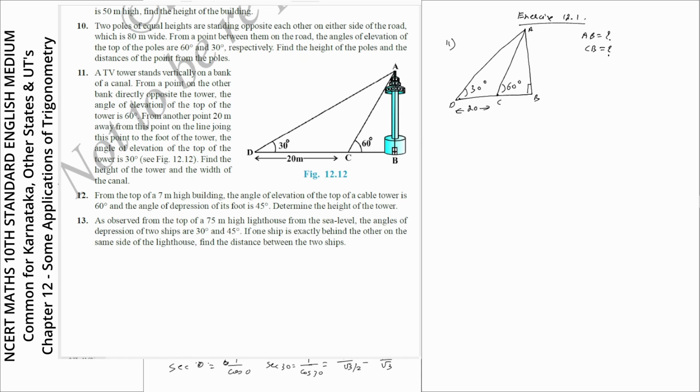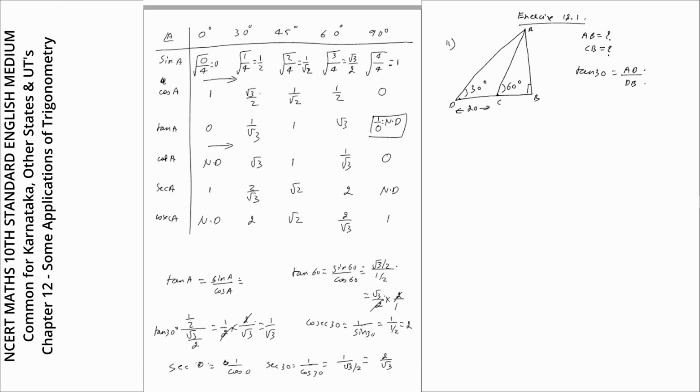Now what is tan of 30 degree? Tan of 30 degree is with respect to angle D, opposite side is AB and adjacent side is DB. So what is the tan of 30 degrees? You can see in the chart, it is 1 by root 3. 1 by root 3 is equal to AB by DB, or when we cross multiply, AB is equal to DB by root 3 I will get. Okay, this I will mark as 1.